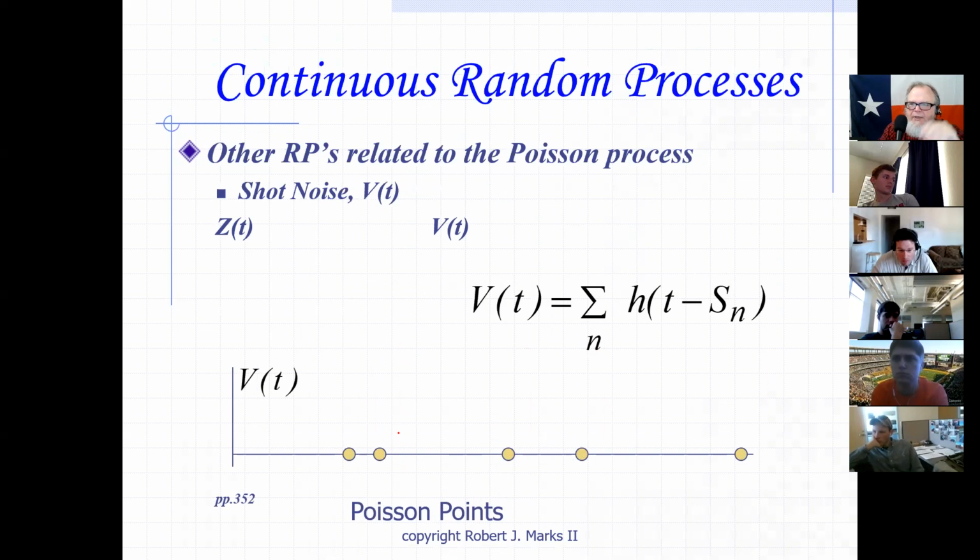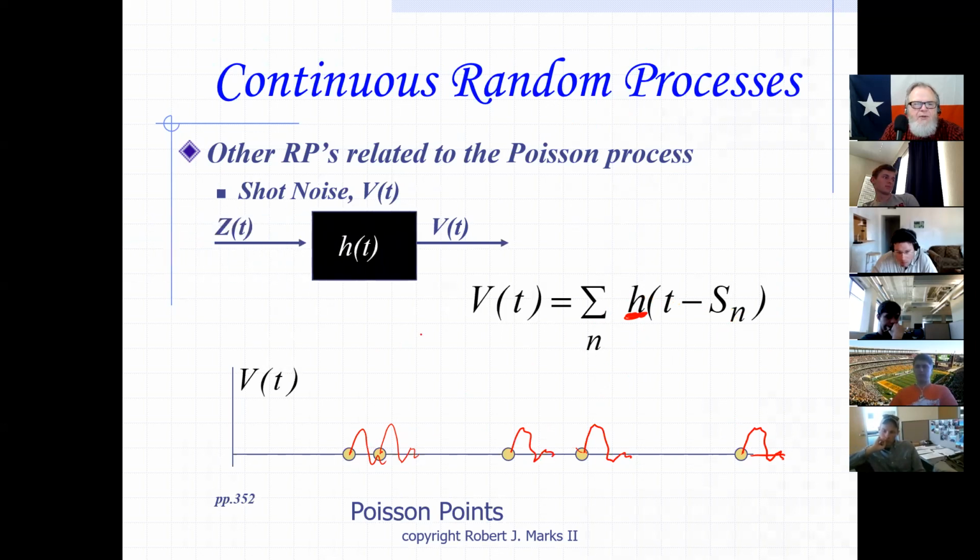Shot noise happens when an electron hits or a photon hits a photodetector. What you get is the photon hits and it goes wiggle, wiggle, wiggle. And another photon hits and it goes wiggle, wiggle, wiggle. It does kind of the same wiggle all the time. And so this is H of t, if you will. Each one of these is an H, and each one of these H's starts at a Poisson point. Okay?